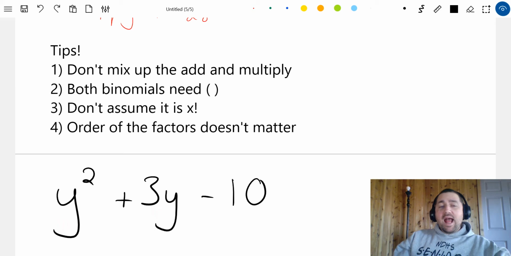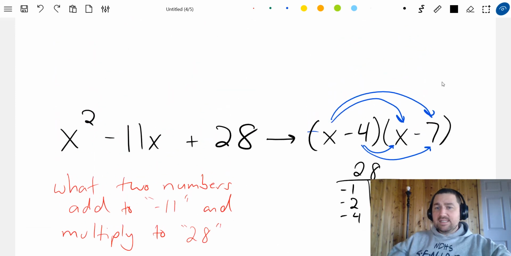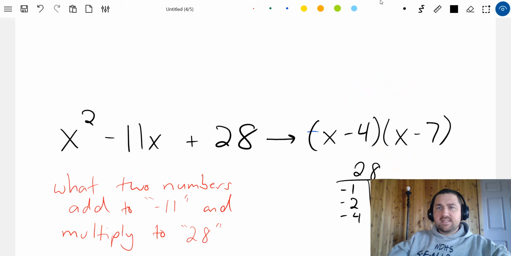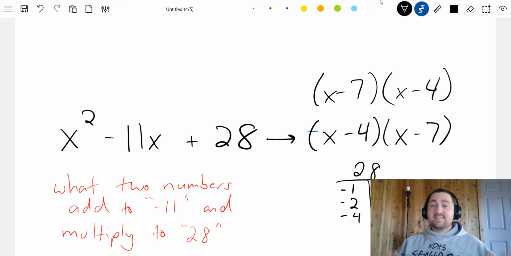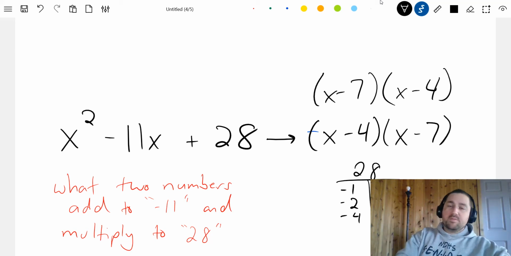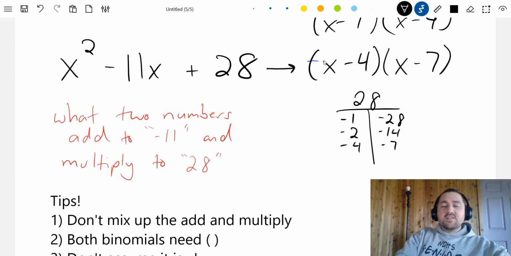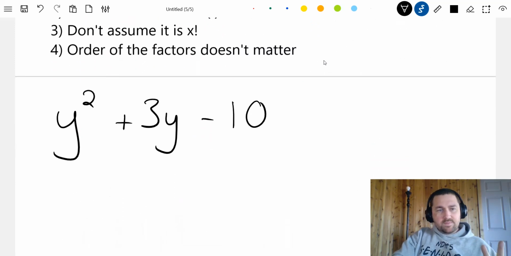Okay? And the last thing is the order of the factors doesn't matter. So if you had factored this expression up here, and instead of getting x minus 4, x minus 7, if you had gotten x minus 7, x minus 4, that's fine. That's the same thing. The order doesn't matter because it's multiplication. Okay? Let's look at two more examples, just a little practice.